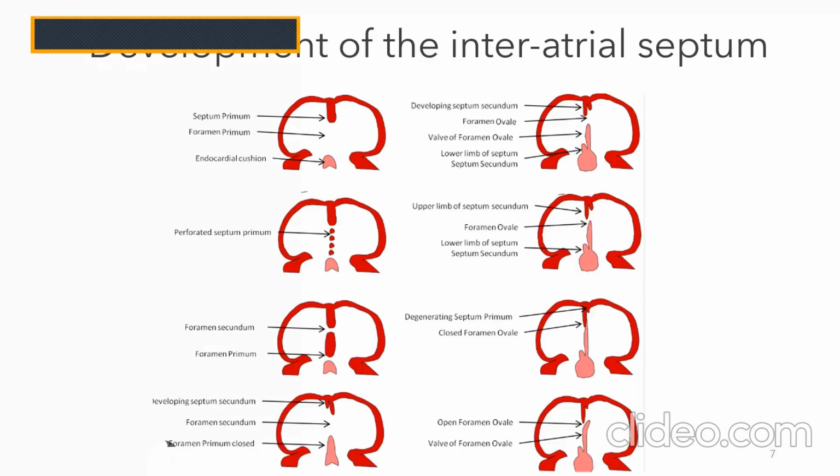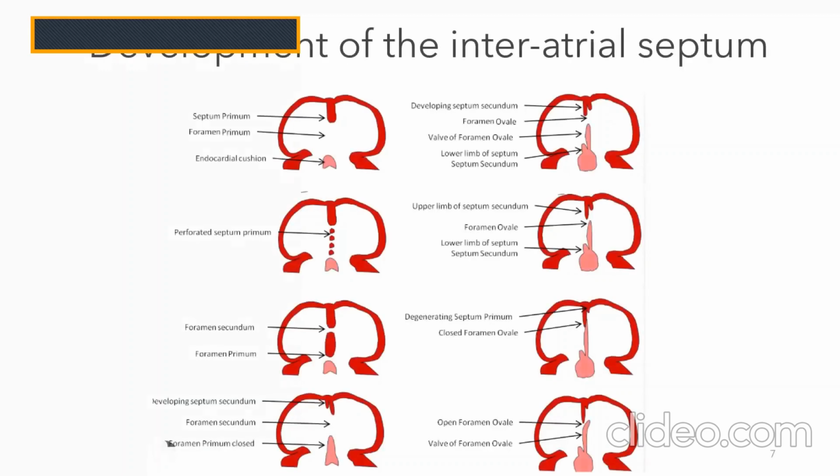Internally, the development of the interatrial septum is done by septum primum and then septum secundum, foramen ovale. The closure of foramen ovale is due to the pressure changes because of the atrial filling of the blood, which leads to the development of a right atrium and the left atrium.